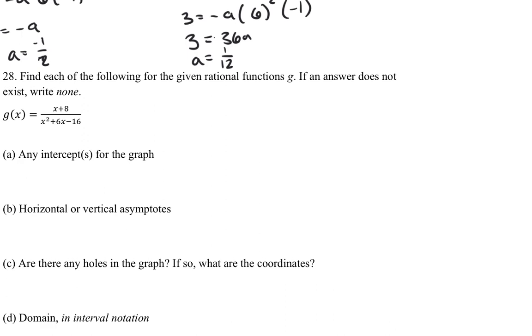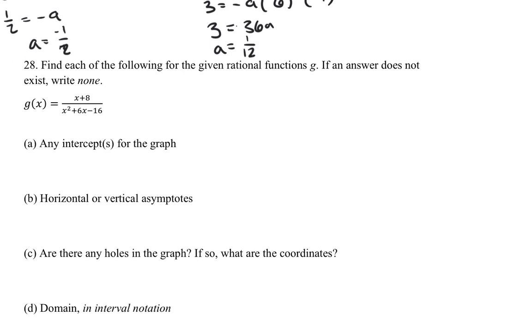Number 28. For each of the following given rational functions g, find each of the following. If it does not exist, write none. Okay, so the intercepts for the graph, that's where y is going to be equal to 0, and also where x is going to be equal to 0. All right, we're going to work for the y and x intercept.